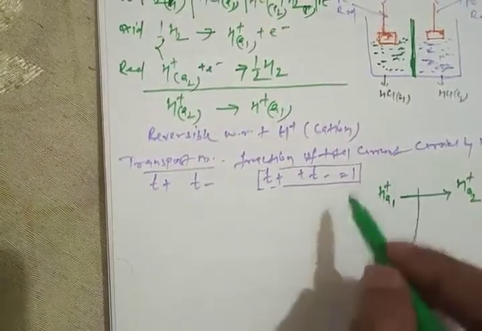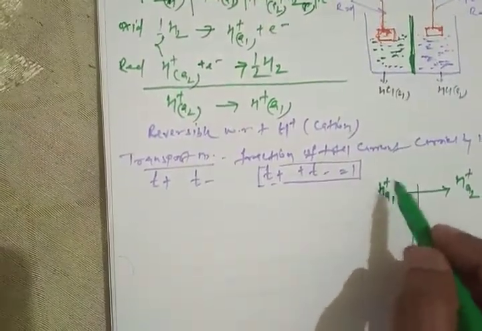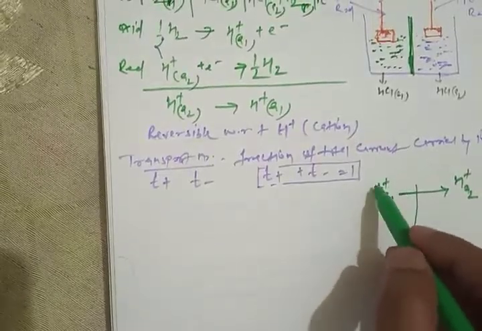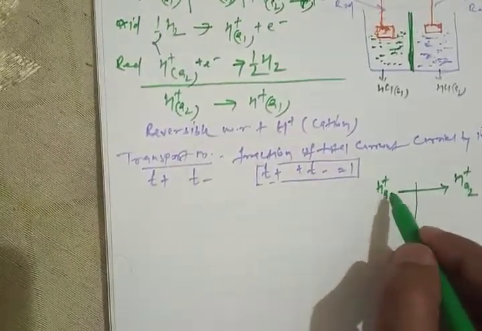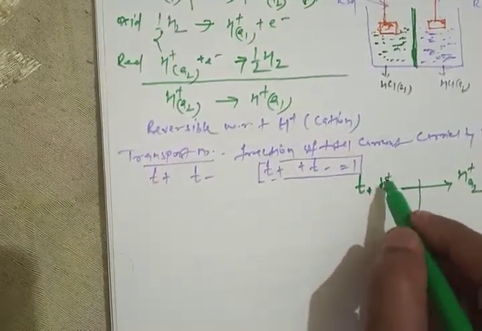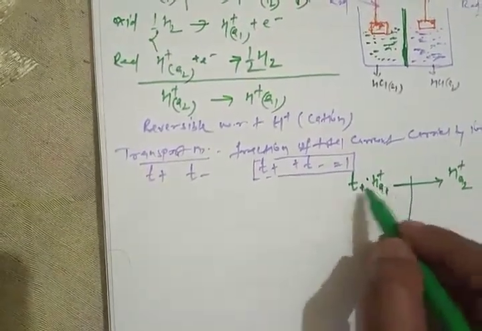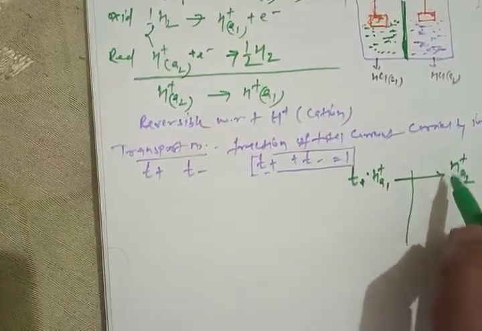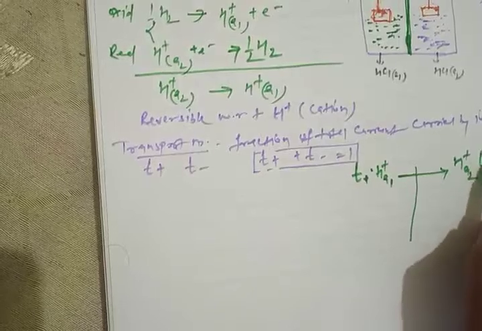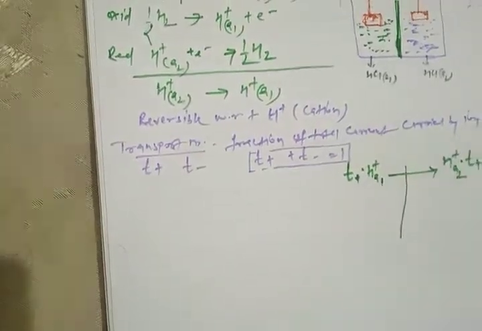And what the transport number says is that whatever the current carried by H plus, along with that H plus, this is the transport number of the cation. This is in multiplication, and this is the transport number of the cation. So this is T plus.